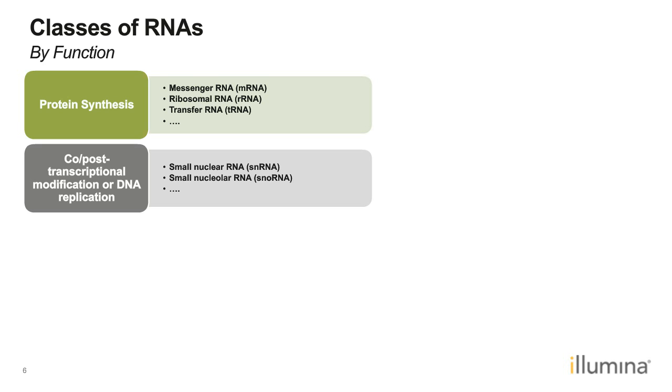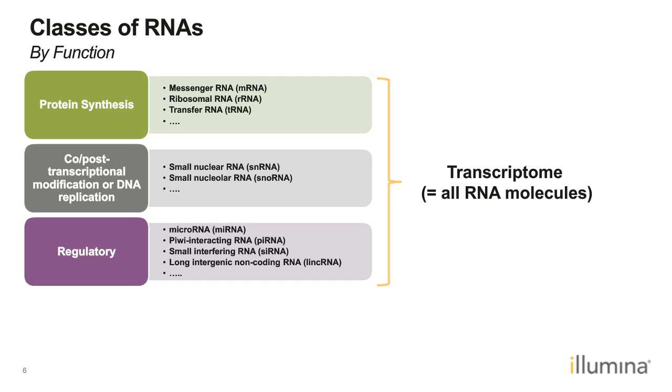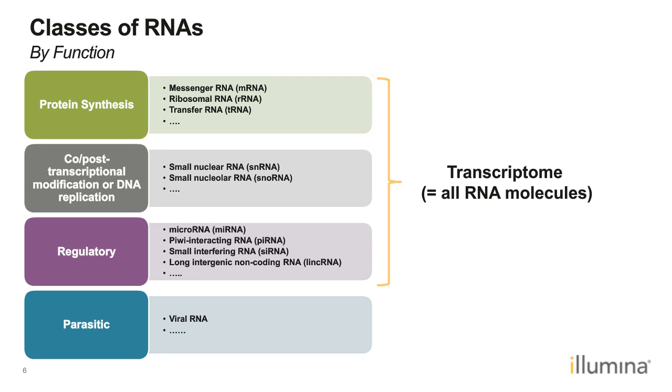Then we have our regulatory RNAs. These would be microRNA, piRNA, small interfering RNA, maybe long intergenic non-coding RNAs. Together, all of these are considered our transcriptome. Keep in mind that we might have parasitic RNAs as well. So we can use these different functions and modifications of different RNA species to track the specific RNAs that we're looking at.